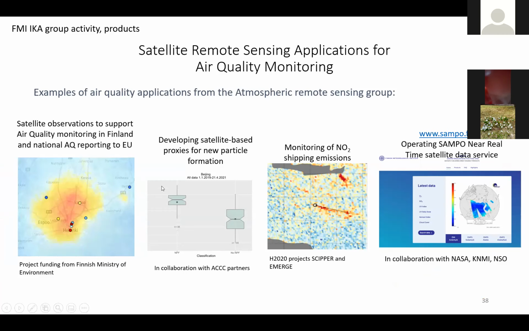Another application is that we develop satellite-based proxies for new particle formation, for aerosol formation. We monitor shipping emissions looking at the NO2 concentration. And we also develop the operational near real-time service where data can be accessed in almost near real time.